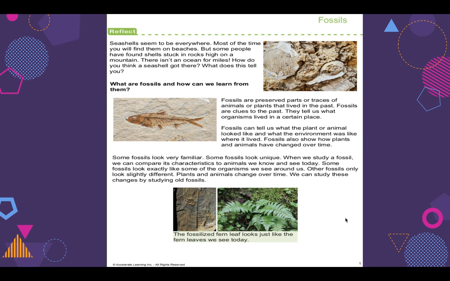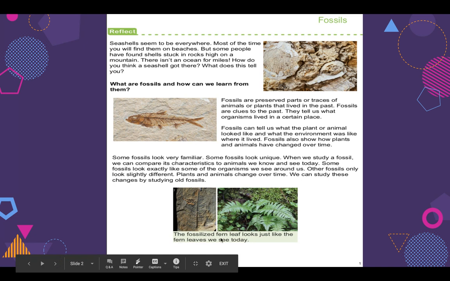Some fossils look very familiar. Some fossils look unique. When we study a fossil, we can compare its characteristics to animals we know and see today. Some fossils look exactly like some of the organisms that we see around us. Other fossils only look slightly different. Plants and animals change over time. We can study these changes by studying old fossils. So down here, the fossilized fern leaf looks just like the fern leaves that we see today. There's the fossil, and then there's a fern.